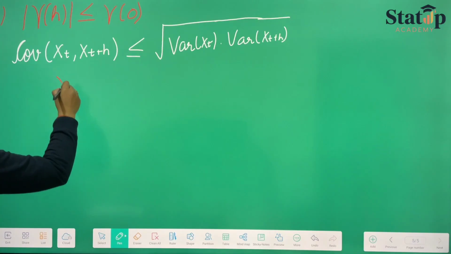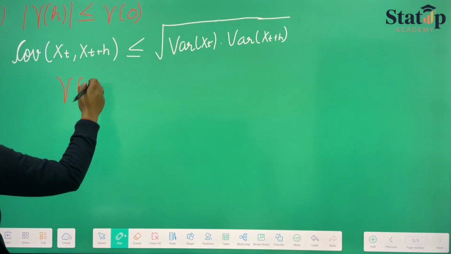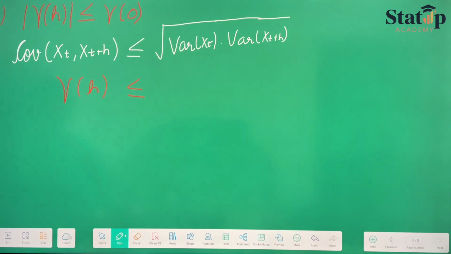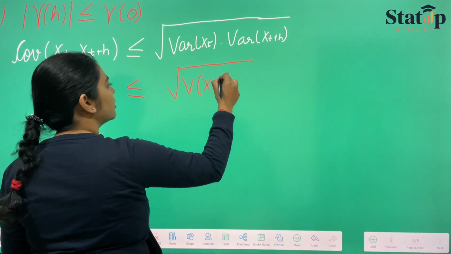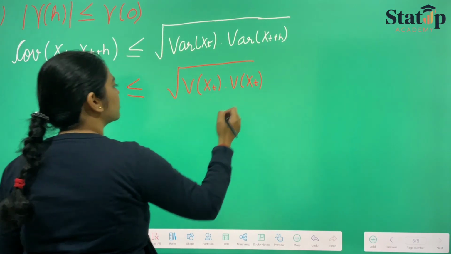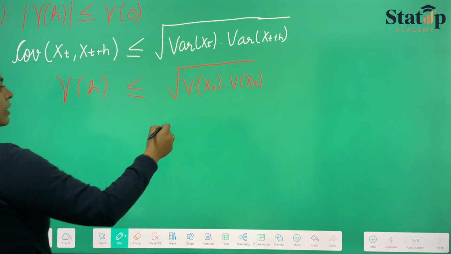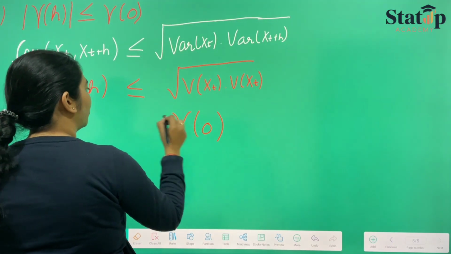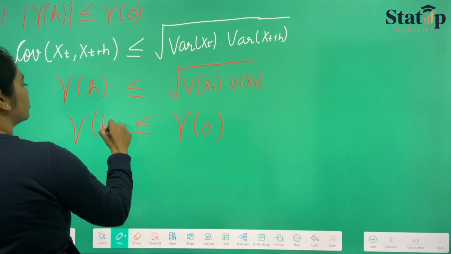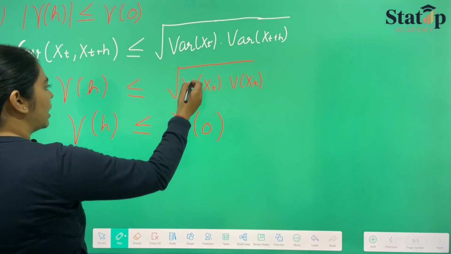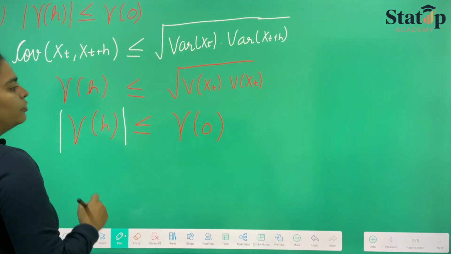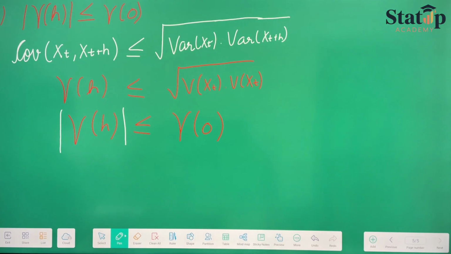Autocovariance between this is this, and variance of xt and xt plus h can be written as under root of variance of xt into variance of xt. This can come out and be written as autocovariance of h, and hence we can prove this is the autocovariance, because under root is getting removed, so modulus will come on the other hand side.